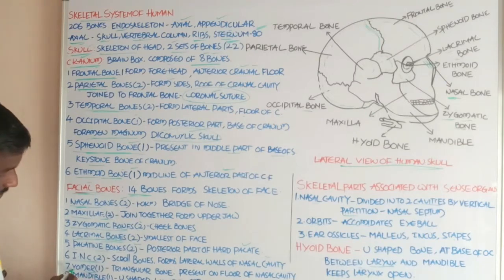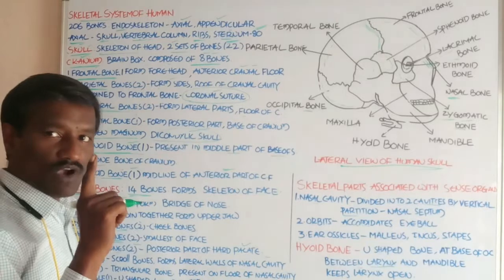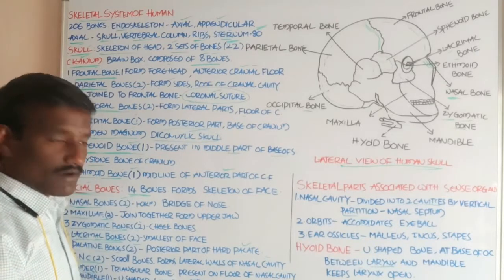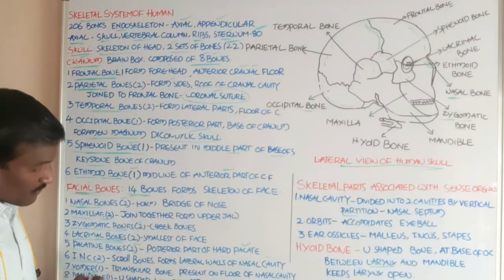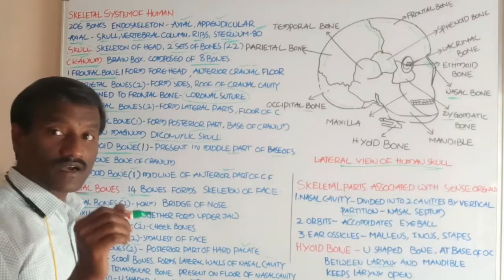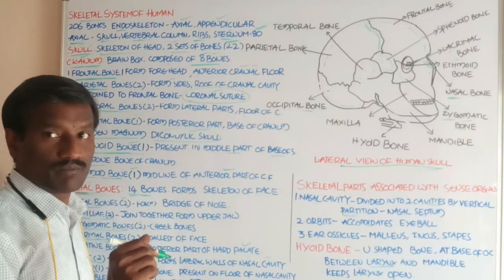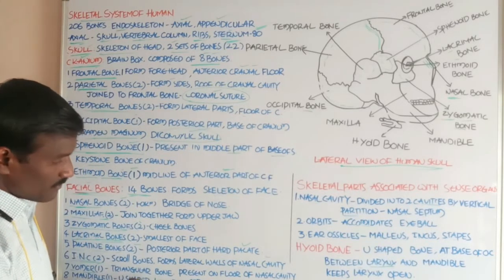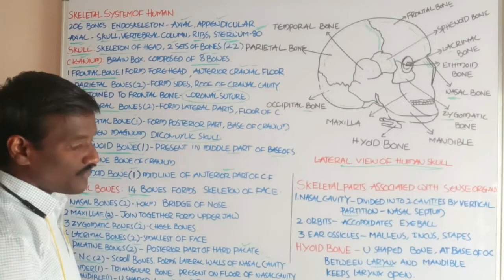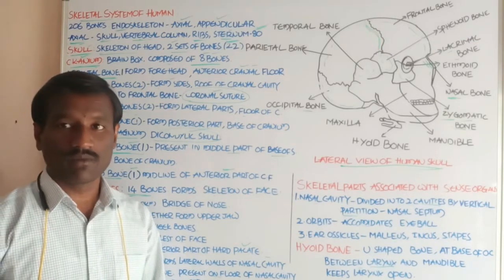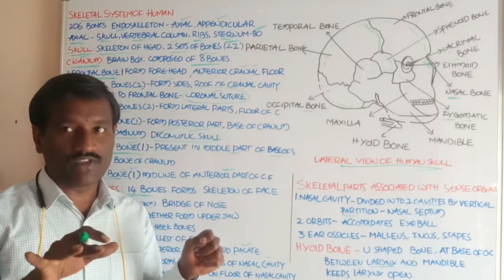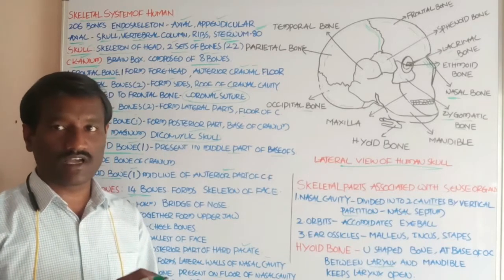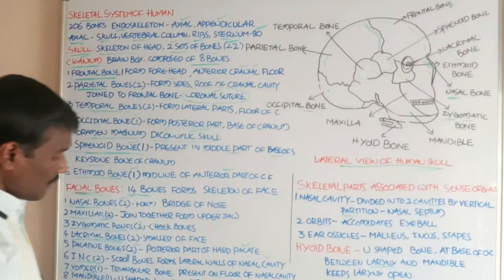And the seventh one is the vomer. The vomer is only 1 in number, and it is a triangular shaped bone present at the floor of the nasal cavity. This is the vomer. Okay, students.